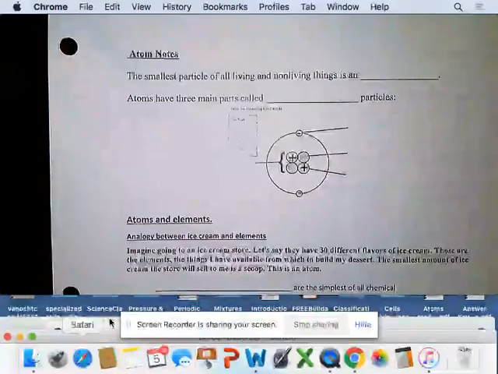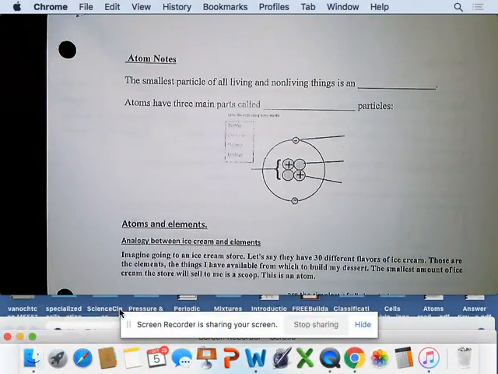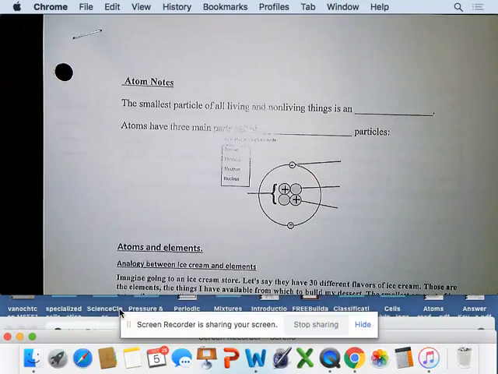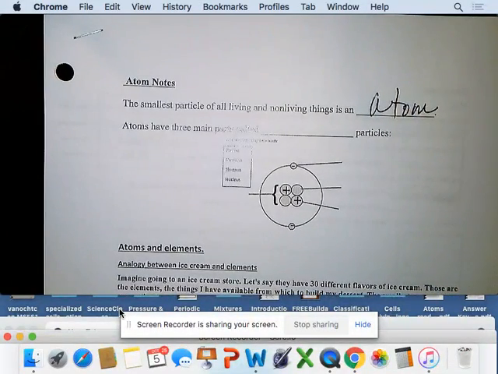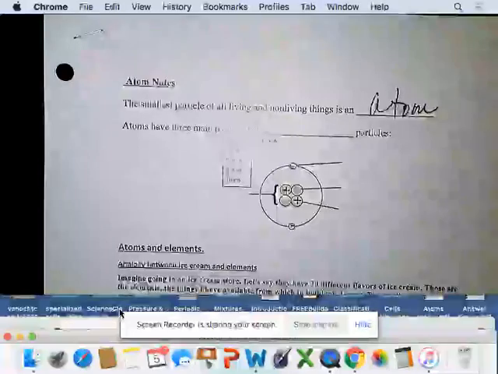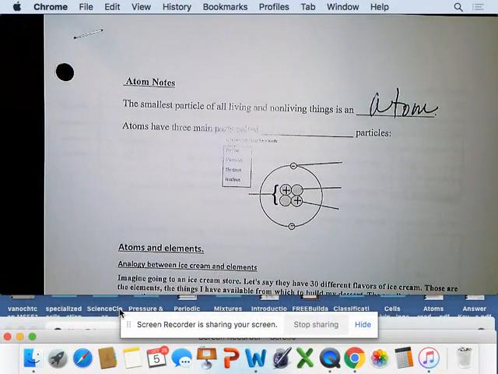So the smallest particle of all living things is an atom. We'll do a little bit of review and then go over the stuff that you need to be responsible for understanding in terms of how to use your periodic table to find proton number, neutron number, electron number.